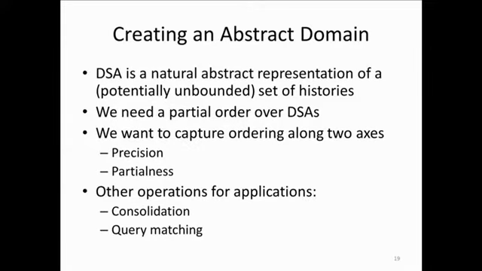So now that we have our representation, we can create it out of code, we can assign to it. It's time to start creating our abstract domain so that we can actually do analyses with it. So a DSA is the natural representation for a set of histories, which is great. It looks like a type state. You can show it to people. You can use it to verify just like a type state.